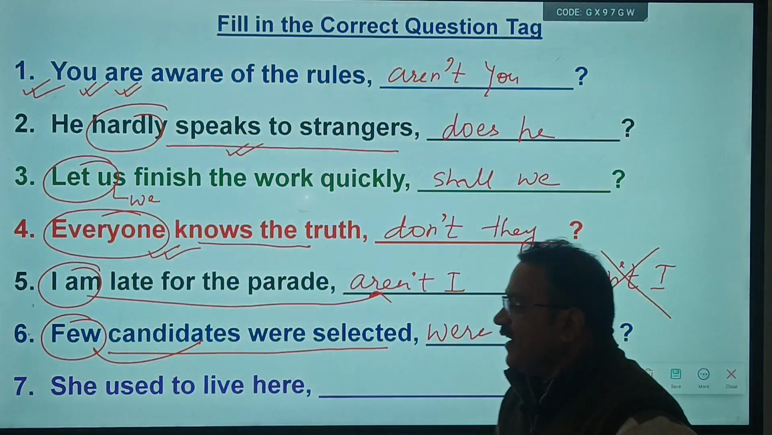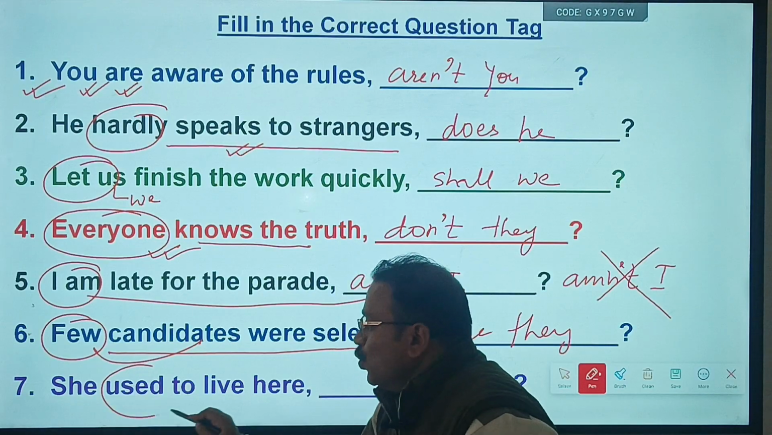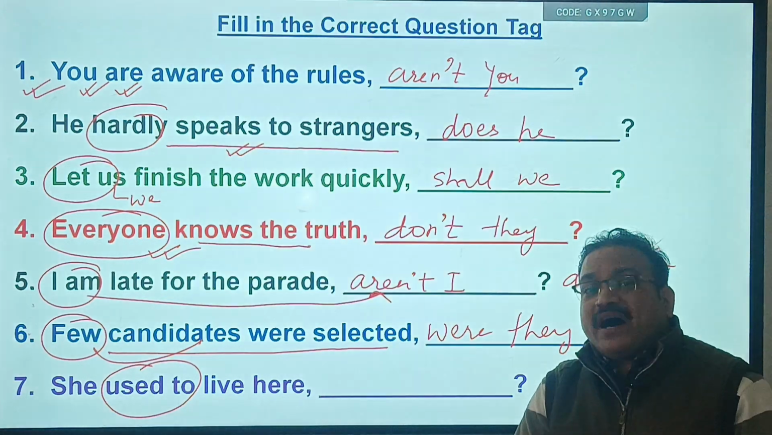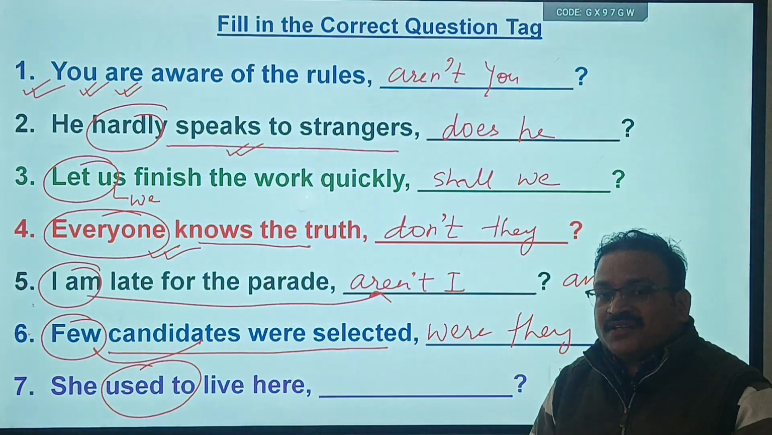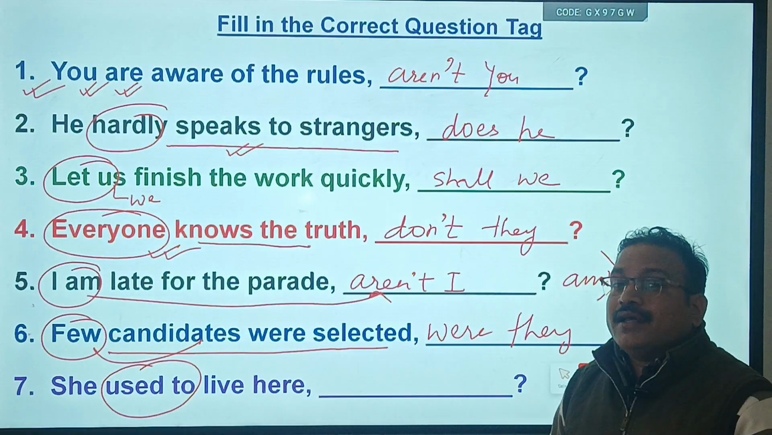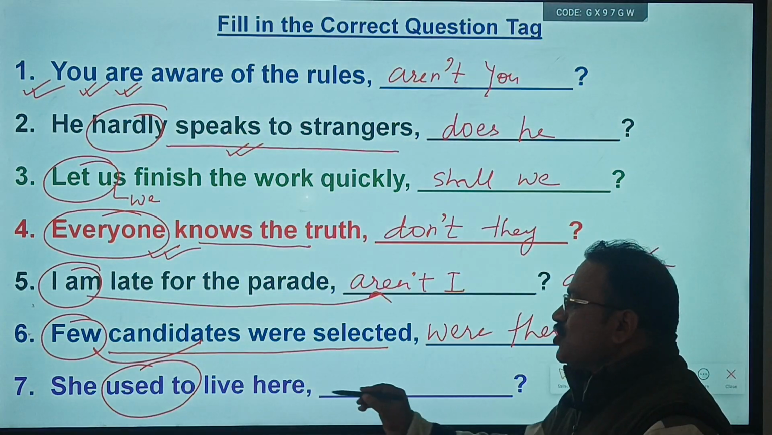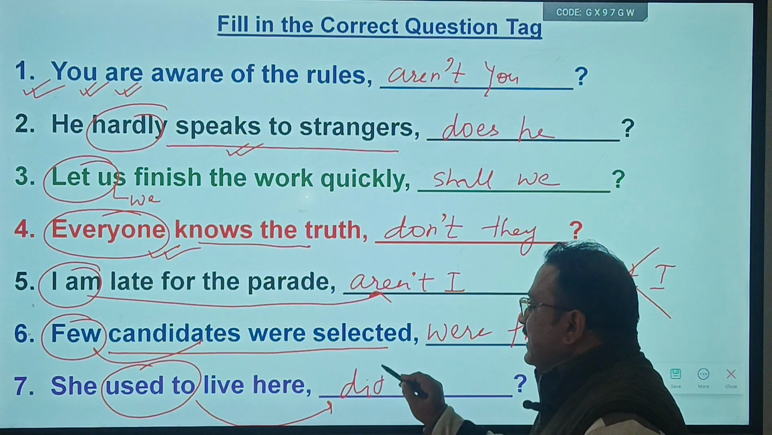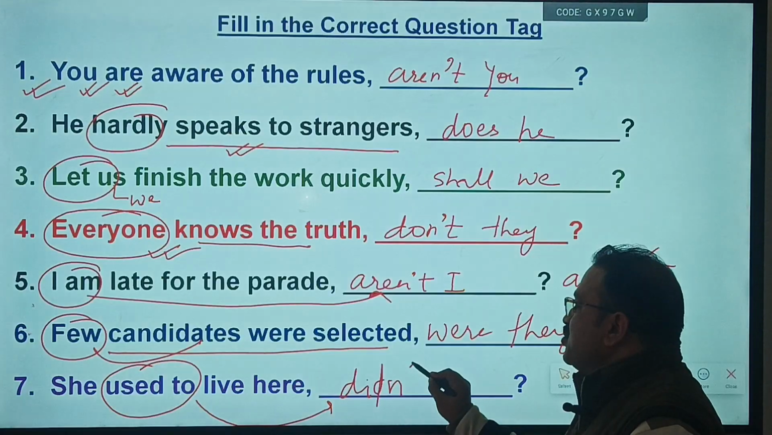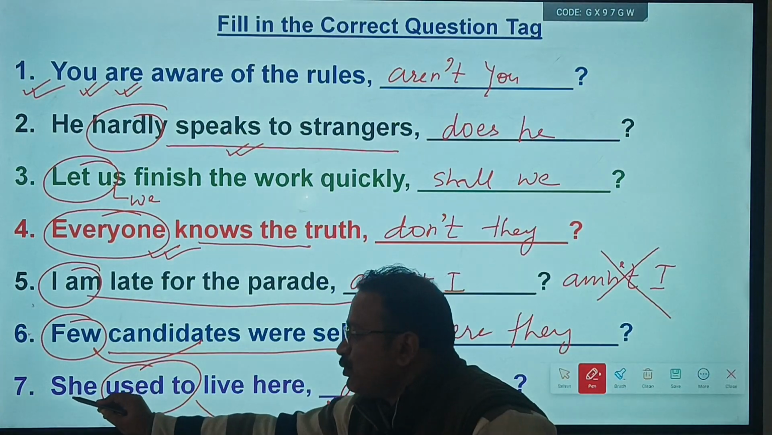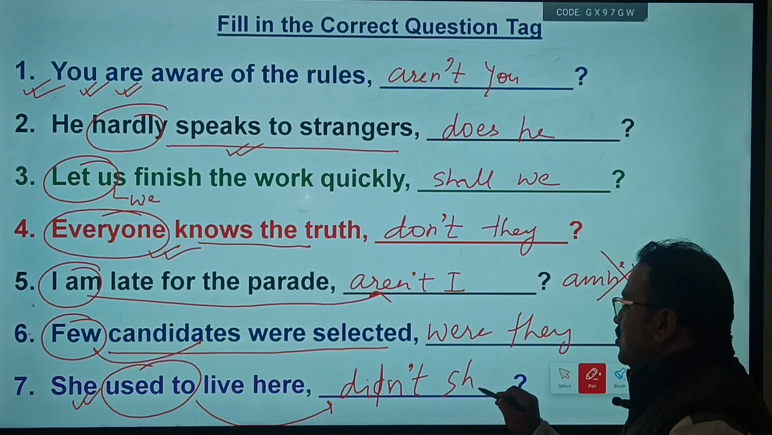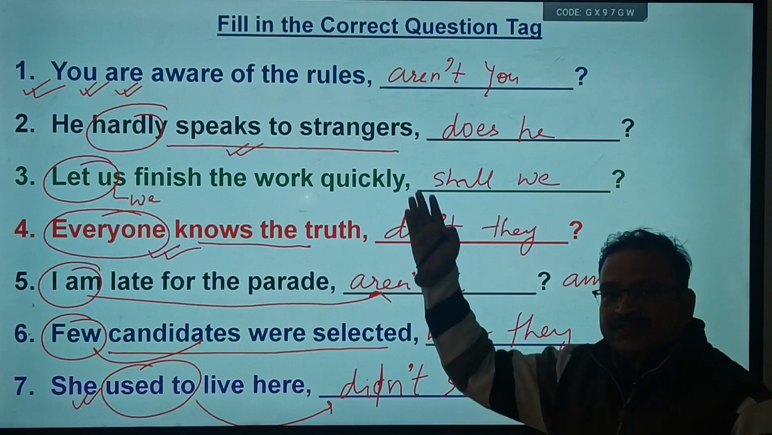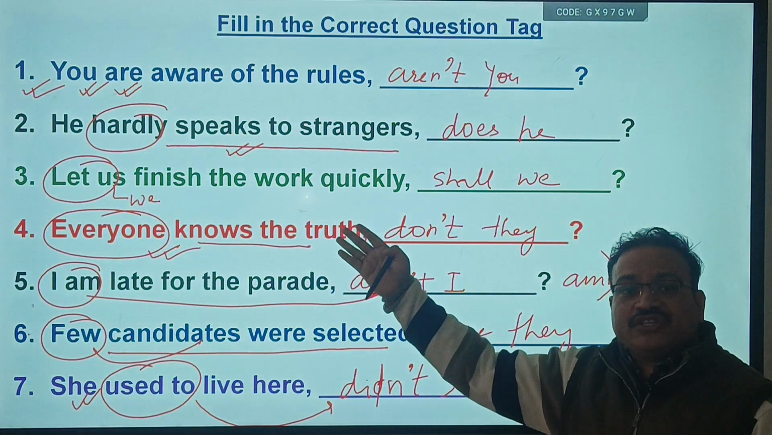Why not weren't they? Because few is negative. Now used to, she used to live here. So used to, talking about past, something happened in past, and for past what we use? Did. Simple past, past indefinite. So she used to live here, so used to is changed into what? Did. And this is positive, so question tag will be negative. Didn't. What is pronoun subject here? She used to live here. Didn't she. So this is how we change the tags of these sentences.